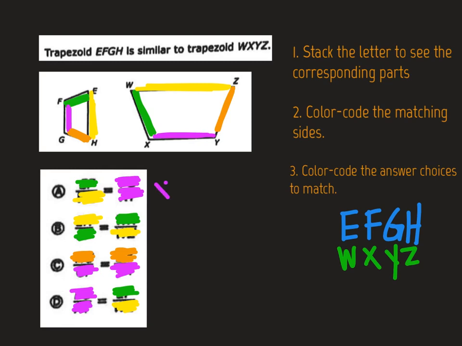This is going to be wrong because it uses 3 different colors. If I have corresponding parts, they should be the same color, and there should only be 2. When you look at this answer choice, yellow does not match with green. They don't have 2 matching perfectly. So when I say this one's wrong, it's because the colors are diagonal.